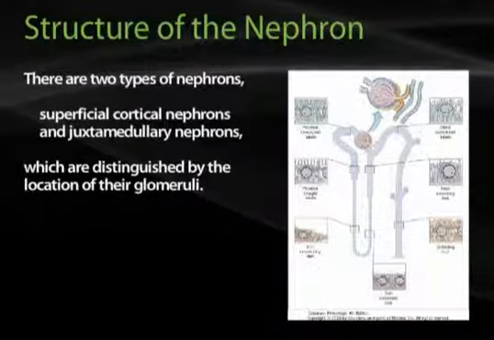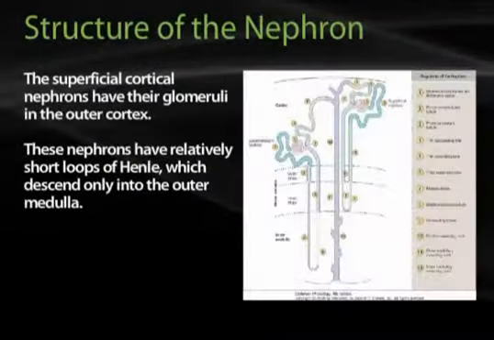There are two types of nephrons: superficial cortical nephrons and juxtamedullary nephrons. These are distinguished by the location of their glomeruli. The superficial cortical nephrons have their glomeruli in the outer cortex. These nephrons have relatively short loops of Henle, which descend only into the outer medulla.